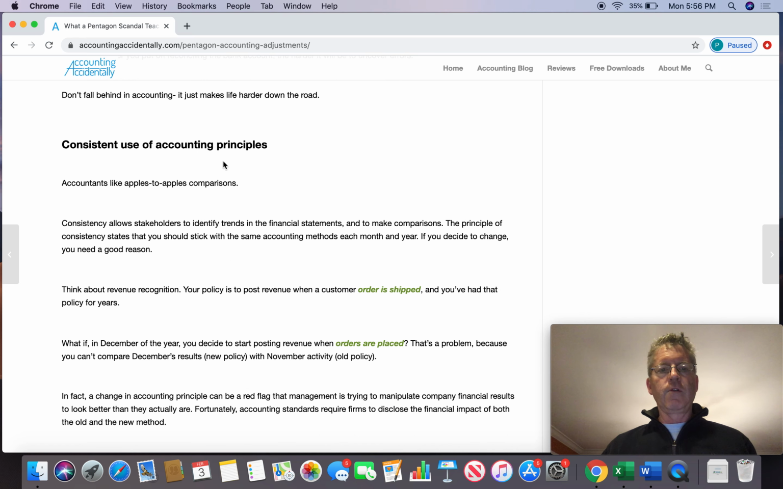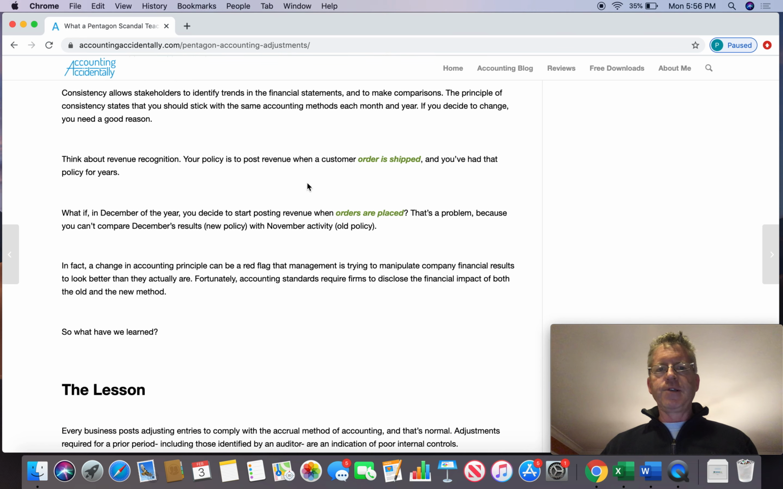And finally, consistent use of accounting principles. Accountants like apples to apples comparisons. You've got to use the principle of consistency, which says you need to stick with the same accounting method each month and year, and if you decide to change, you need to have a good reason. So think about revenue recognition. Your policy is to post revenue when a customer order is shipped, and you've had that policy for years. Well, what if in December of the year you decided to post revenue when orders were placed rather than when customer orders were shipped? That's a problem because now you don't have comparison. You have an apples to oranges comparison.